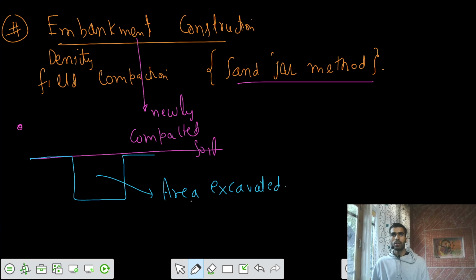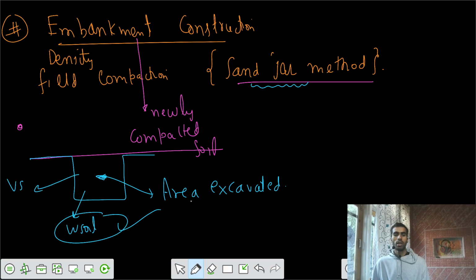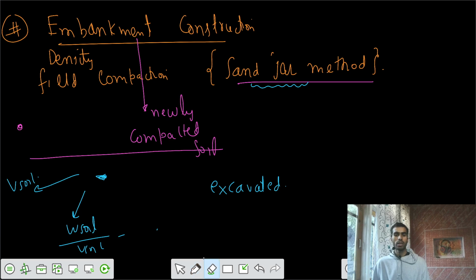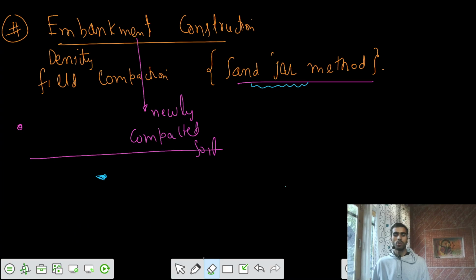It's similar to one of the methods for density calculations. We have the sand replacement method. We have talked about that. It's similar to that sand jar method. So we are excavating some area here, area of the site. From that we can take the weight of the soil taken out, and we need to say what is the volume of the soil taken out. From that we can say weight of the soil by volume of the soil is equal to gamma of the soil. So that we need to calculate.